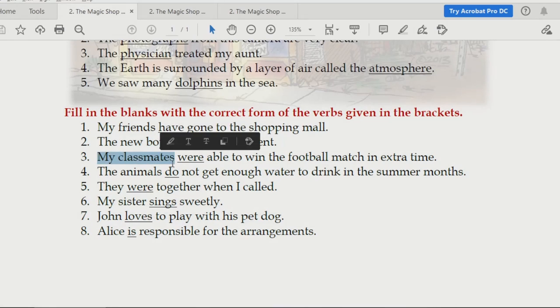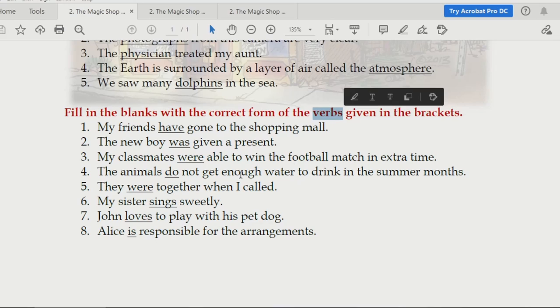My classmates were able to win the football match. Why did we use plural over here? Because we have the subject in the plural form. We have an S over here. So classmates is a plural noun. Were is a plural verb.